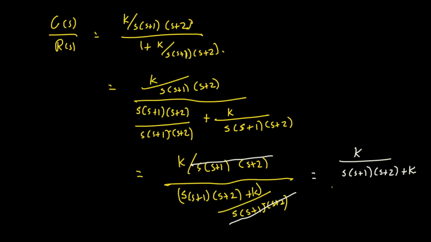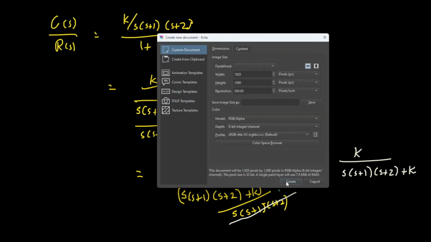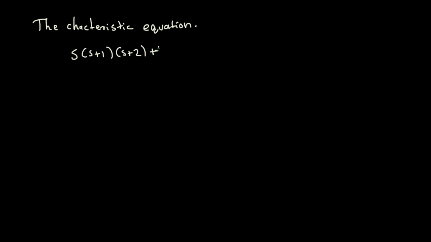And the characteristic equation is whatever value we left in the denominator. So here in the denominator, we have s times (s + 1) times (s + 2) plus k. That's our characteristic equation. So let's note that on the next page. The characteristic equation is whatever is left in the denominator, which is s times (s + 1) times (s + 2) plus k, and that is equal to 0.